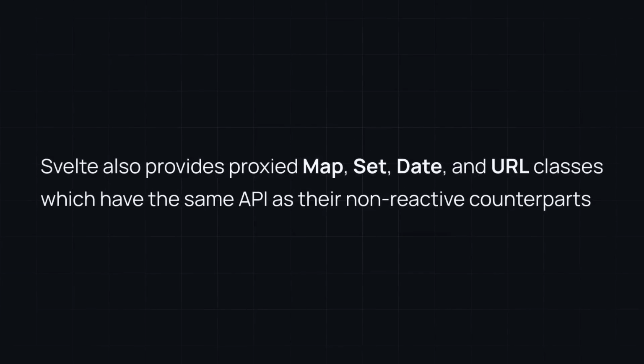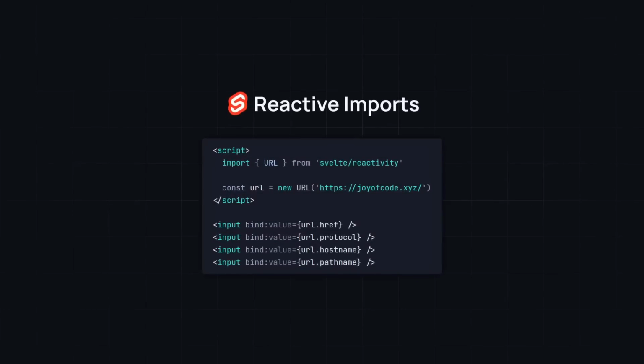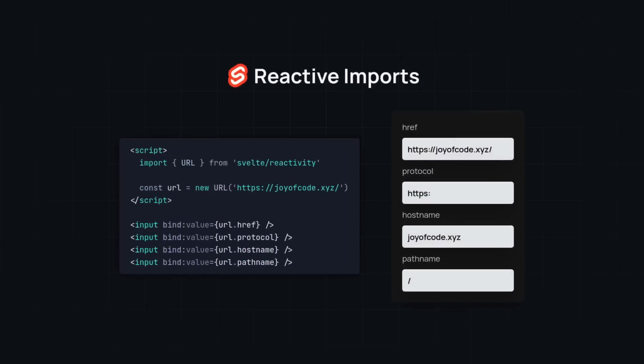Svelte also provides proxied Map, Set, Date, and URL classes which have the same API as their non-reactive counterparts. And this is really cool. In this example, we can look at some reactive imports. So here I'm importing URL from svelte/reactivity. Then we can actually construct a new URL, and then we can pass it some URL, and now we can bind these values to it. And this works as the regular API. So now when we update hostname, it is going to reactively update, and same with the pathname. So this is deeply nested reactive state in Svelte 5.